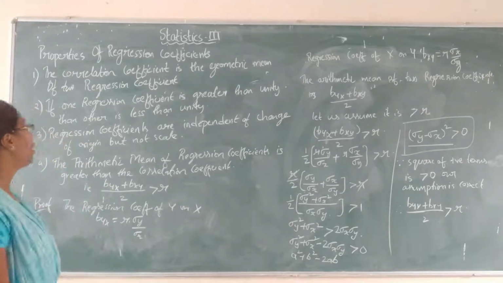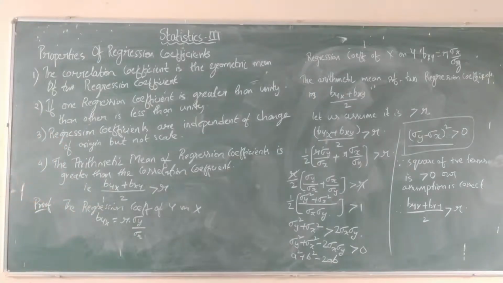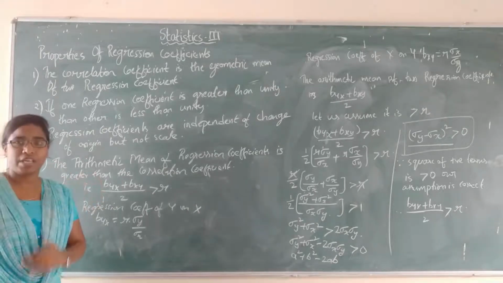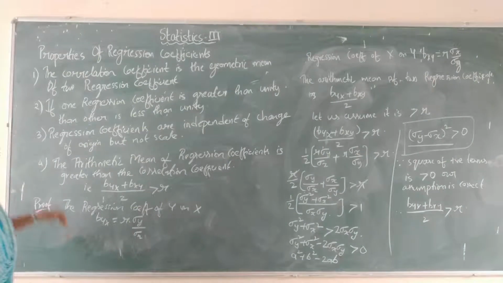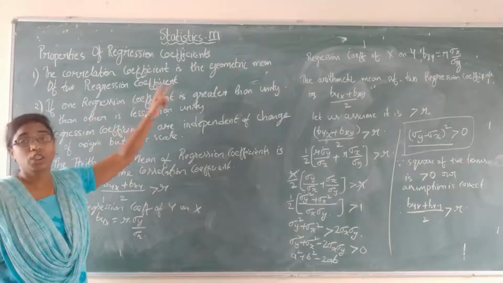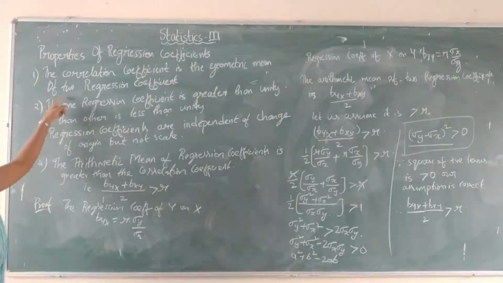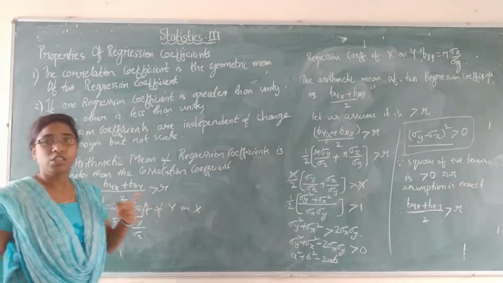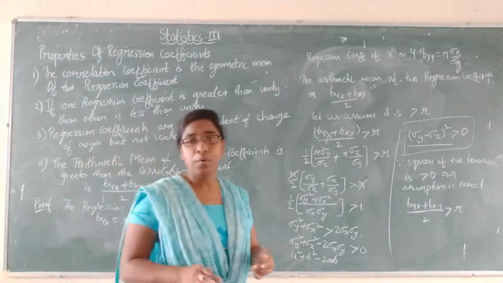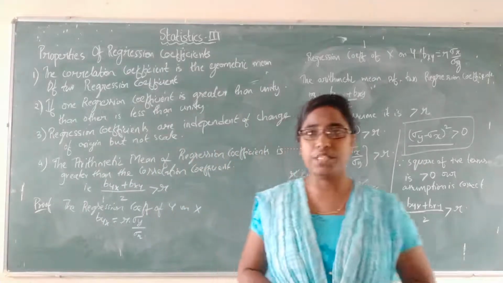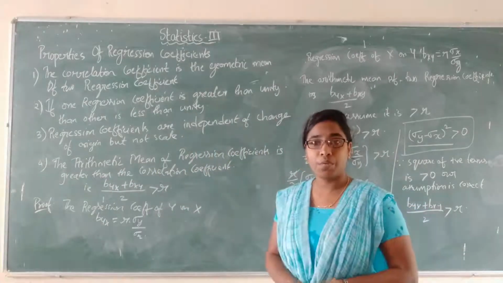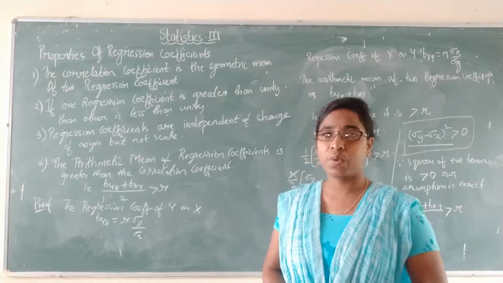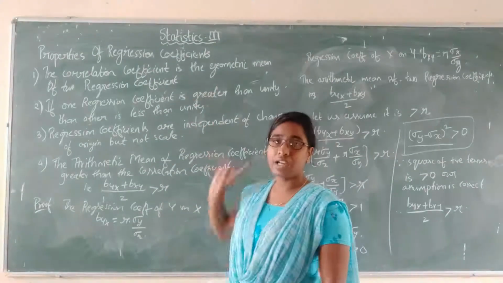So that means the arithmetic mean between the two regression coefficients is always greater than the correlation coefficient. So these are the four properties for the regression coefficient. This is a very important question from the exam point of view also. First property is the correlation coefficient is the geometric mean of two regression coefficients. Geometric mean means square root of the product of the variables. So if you consider the square root of byx and bxy, you have to get the answer r.